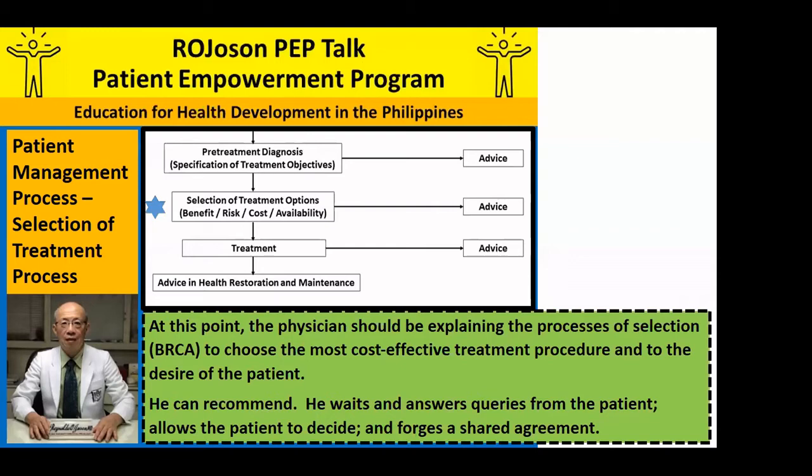At this point, we now come to the selection. At this point, the physician should be explaining the processes of selection based on the BRCA to choose the most cost-effective treatment procedure and to the desire of the patient. Okay. So the patient has to be consulted. He can recommend, he waits and answers queries from the patient, allows the patient to decide, and forges a shared agreement.